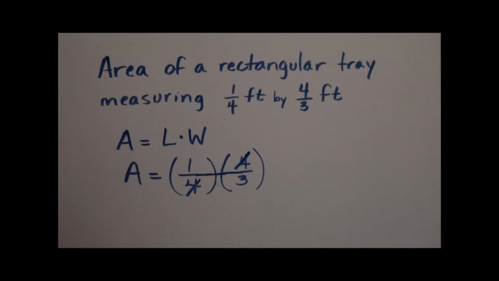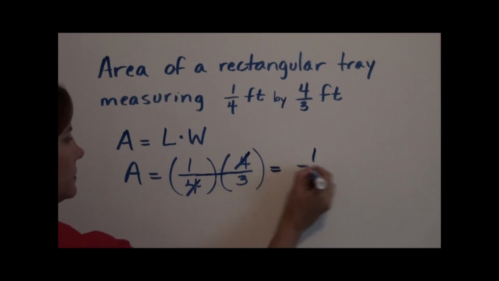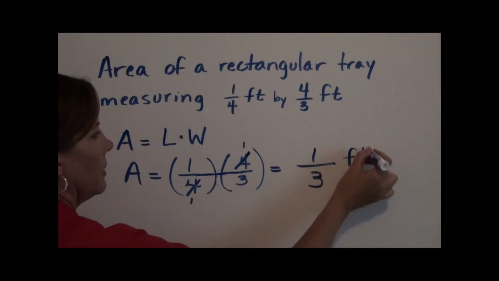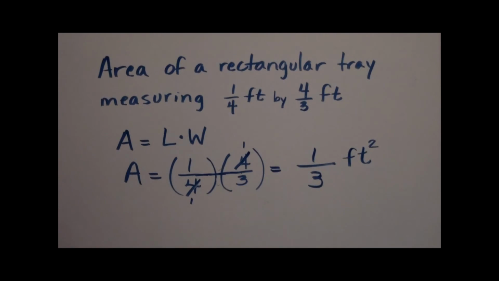So it's 4 and 4. 1 in the numerator, 1 in the denominator. 4 divided by 4 gives me 1. The only thing that I have left on top is a 1. Remember, these leave factors of 1 because we're dividing. 4 divided by 4 gives me 1. 1 times 3 gives me 3. So my answer is 1/3. It's area, so it's square feet.